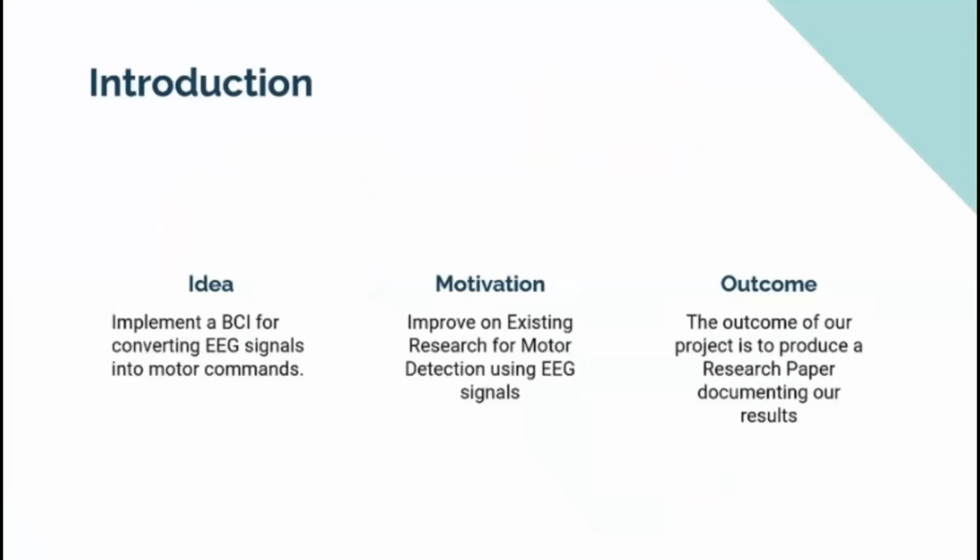Okay, so first I will give you a brief introduction to our project. We are implementing a brain-computer interface that classifies EEG signals and converts them into motor commands that can then be used to operate a motor device for individuals with motor disabilities, such as a wheelchair. The motivation behind our project is to improve on the research done in the field of motor classification using EEG signals. The outcome of this project is a research paper that will document our findings and results.